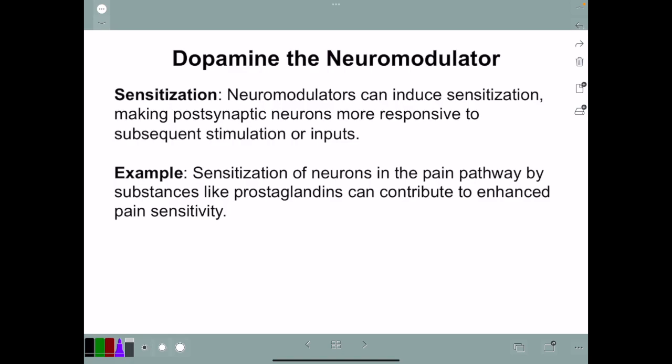Okay, next I want to talk about sensitization, just the opposite of the neuromodulation that we know as desensitization. Neuromodulators can induce this, making the postsynaptic neurons more responsive to subsequent stimulation of inputs. The example that I want to go over is the sensitization of neurons in the pain pathway by a substance that we call prostaglandins. And this can contribute to pain perception.